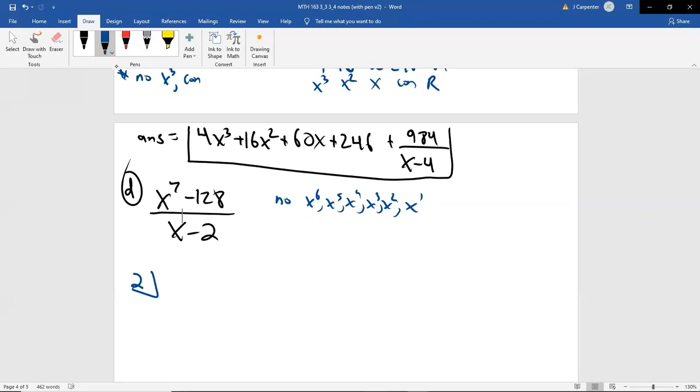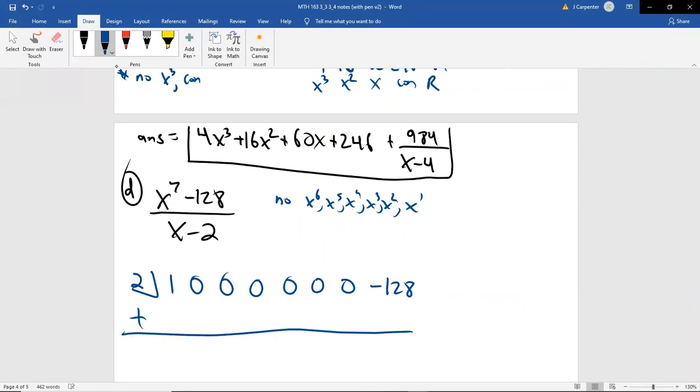From right to left, x to the 7th, so that's a 1 x to the 7th. Then the x to the 6th is 0, x to the 5th, 0, x to the 4th, x to the 3rd, x to the 2nd, x, then the minus 128. Problem's a lot longer than we might have thought it was. But check this out, it's going to go really quick.